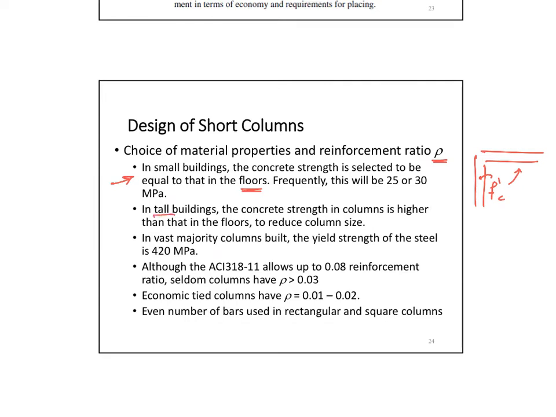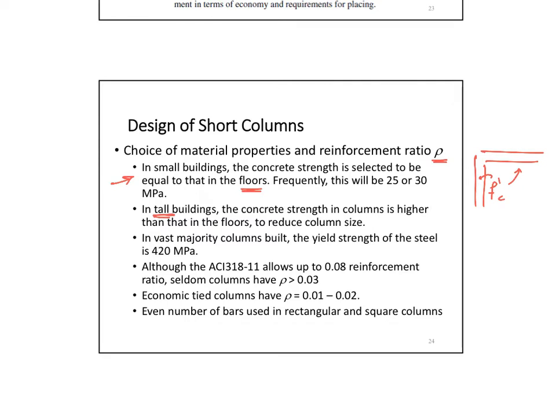But when you go to tall buildings, you start seeing in the notes of your drawings that you have a strength, f'c, for columns that is higher than that for floors. The reason for this is that as your building goes taller, you would want to make your columns smaller, because you want to utilize the space in your rooms. So the bigger the column becomes, the worse it is for the space utilization inside your rooms.